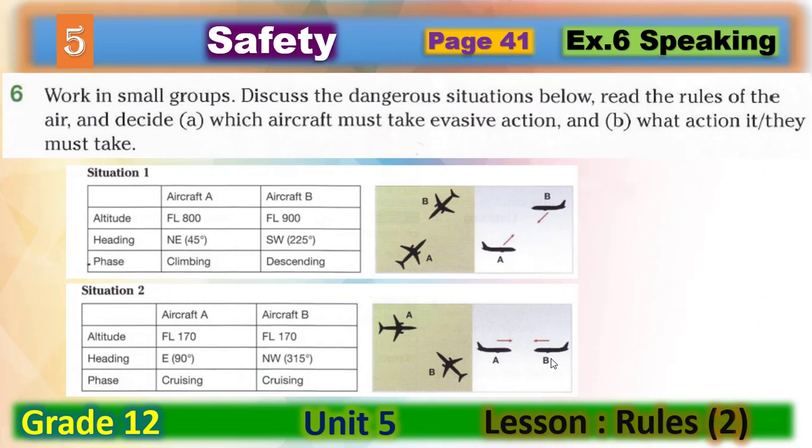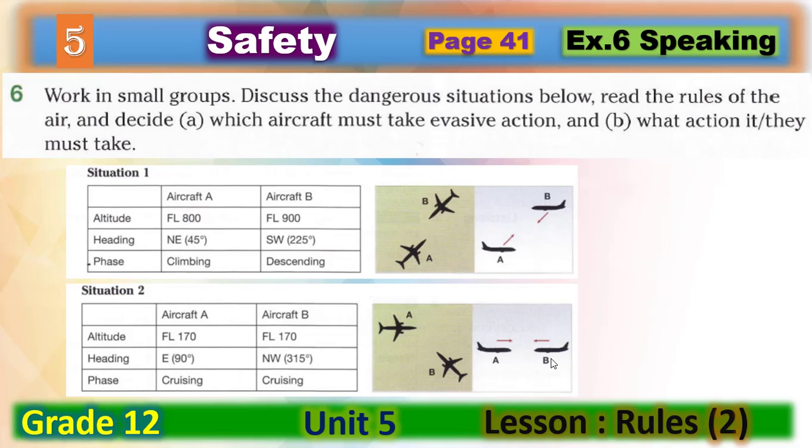Good. Now let's go back to the course book, page 41. Exercise number 6. Let's read the instructions together. Work in small groups. I think you have to work alone. Discuss the dangerous situations below. Read the rules of the air and decide A. You have to decide 2 things. Which aircraft must take evasive action, and also what action it or they must take.